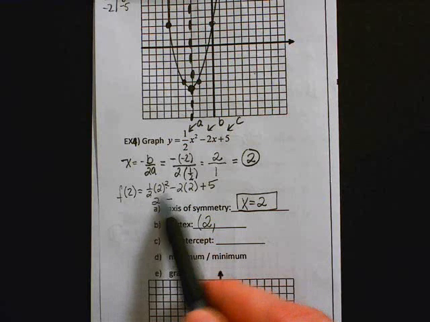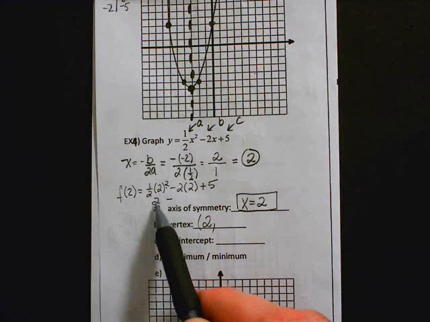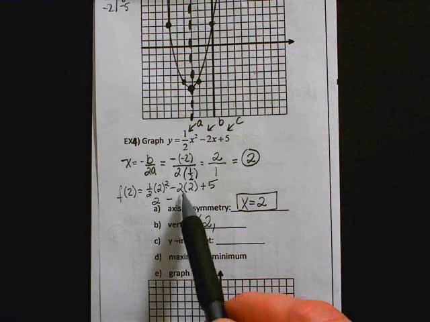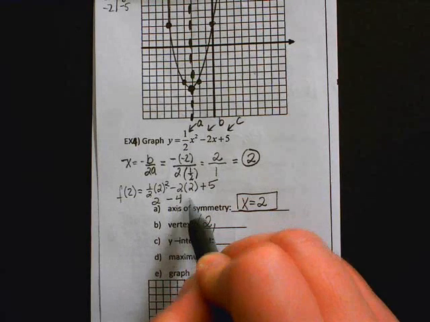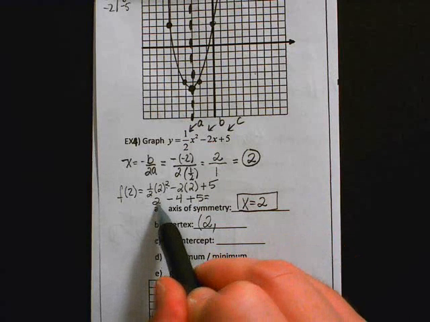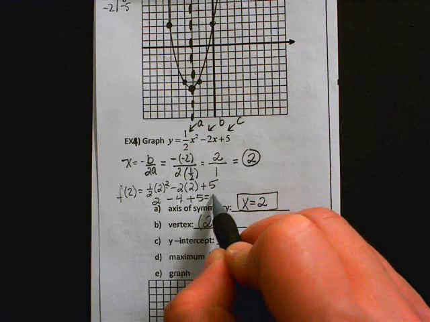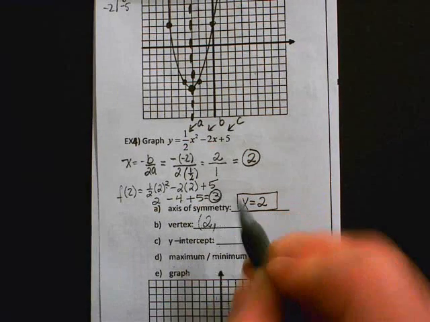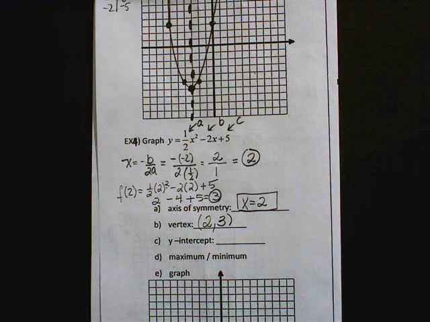2 to the second power is 4. 4 times 1 is 4. Divided by 2 is 2. And the next one is negative 2 times 2 is negative 4. And bring down the 5. Final answer: 2 minus 4 is negative 2. Negative 2 plus 5 is 3. So that means my vertex is going to be at the point 2, 3.